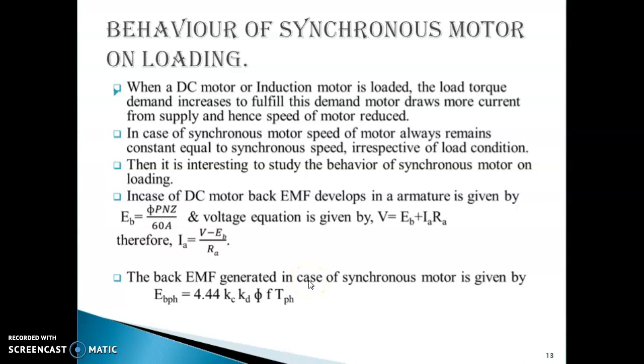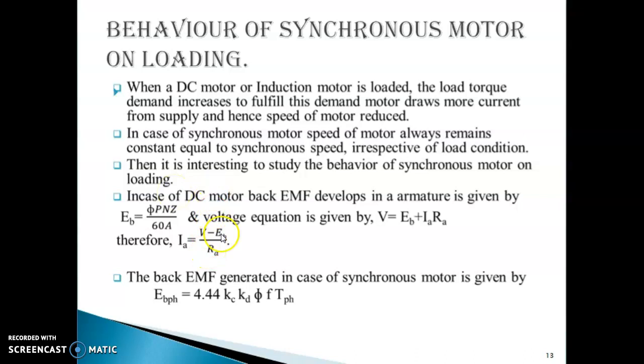Now in case of a DC motor, we will discuss these factors. The back EMF developed in the armature is given by Eb = PNZ/60A, and the voltage equation we write down: supply voltage V equals back EMF plus drops, that is Ia Ra. From this equation I can find out the value of Ia. So by rearranging this equation I will get Ia = (V - Eb)/Ra. Now this whole discussion is about a DC motor.